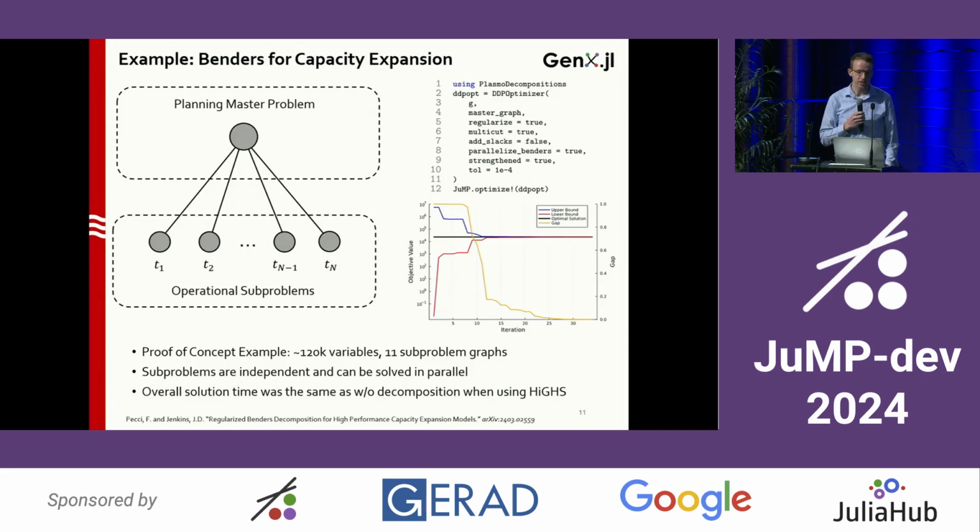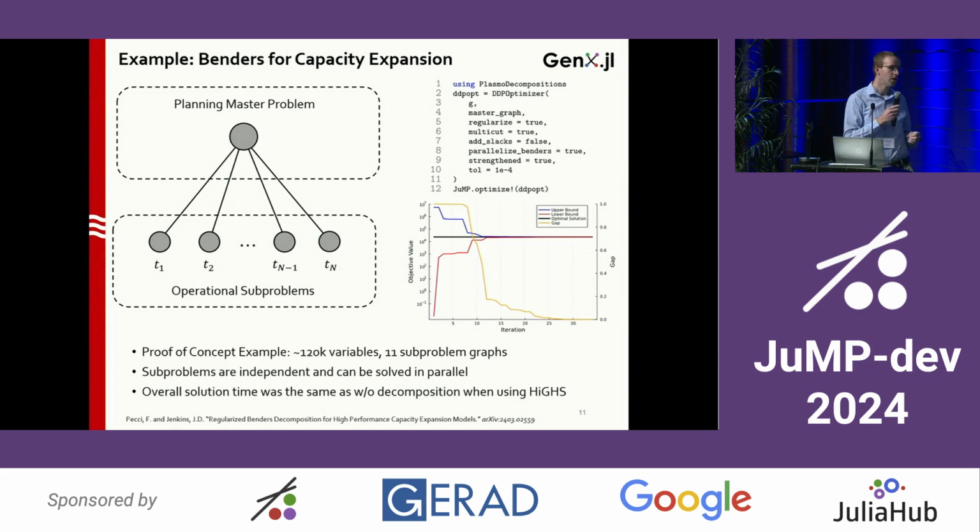As an example of this, this is just a small proof of concept example. This is actually implemented in GenX. In this paper that I'm citing here on the bottom, Filippo Pecci and Jesse Jenkins introduced a regularized Benders decomposition. And they use GenX. GenX is a capacity expansion modeling package where you have a lot of flexibility in defining data and constructing your problem. And so I worked with Filippo in building this problem in Plasmo.